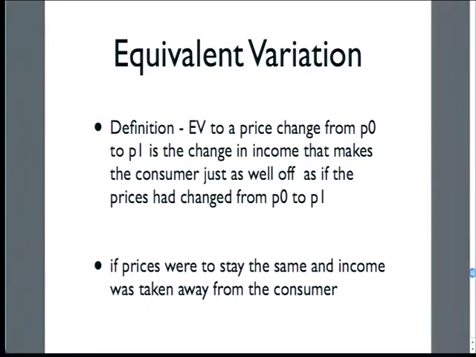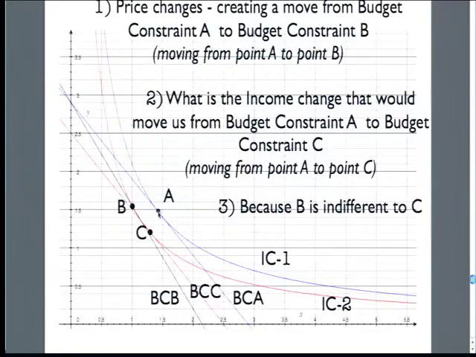So equivalent variation to a price change from P0 to P1 is the change in income that makes the consumer just as well off as if the price had changed. So if the prices had stayed the same, but income was taken away from the consumer instead of the price changing. So the consumer's up here at point A on a higher indifference curve and a higher budget constraint. The prices change to this new indifference curve that's steeper. I'm not going to be able to hit this right. So the prices change to this new point B.